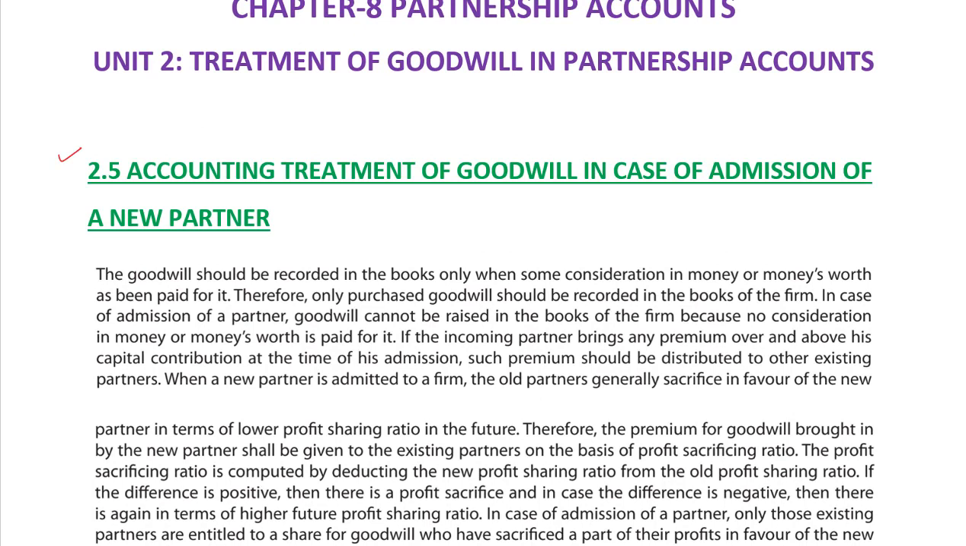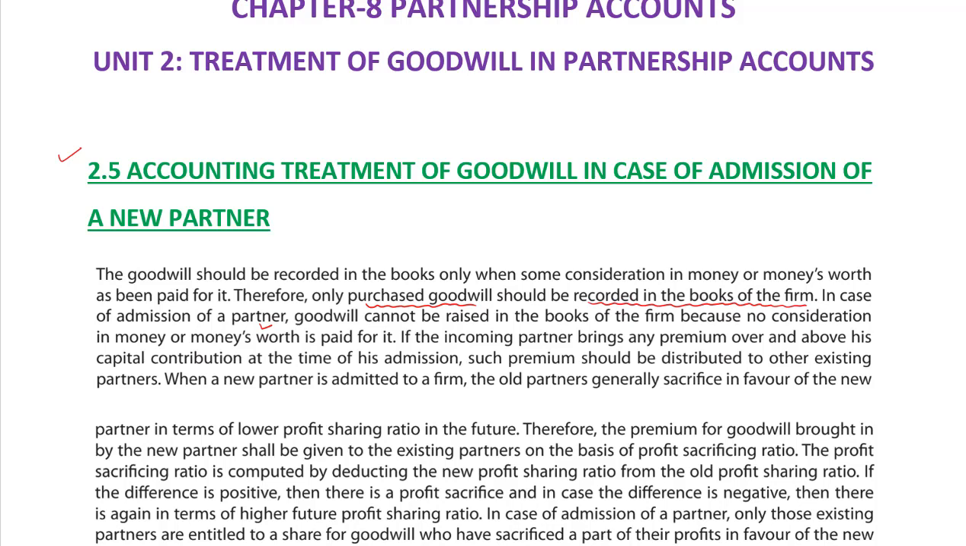Next topic, accounting treatment of goodwill in case of admission of a partner. The goodwill should be recorded in the books only when some consideration in money or money's worth has been paid for it. Therefore, only purchased goodwill should be recorded in the books of the firm. Self-generated goodwill should not find place in the books of accounts. In case of admission of a partner, goodwill cannot be raised in the books of the firm because no consideration in money or money's worth is paid for it.